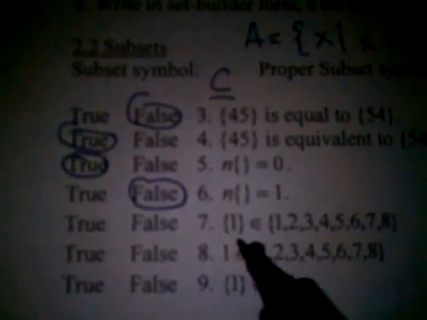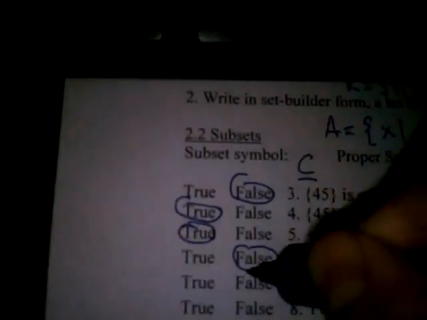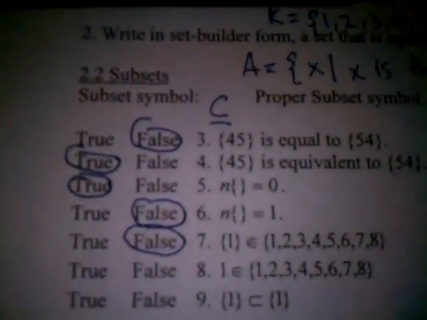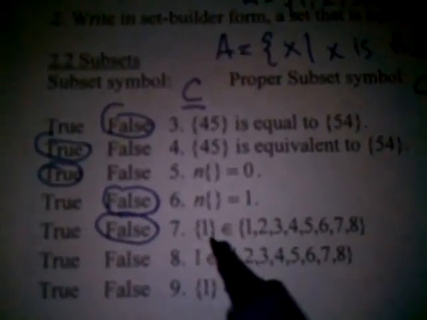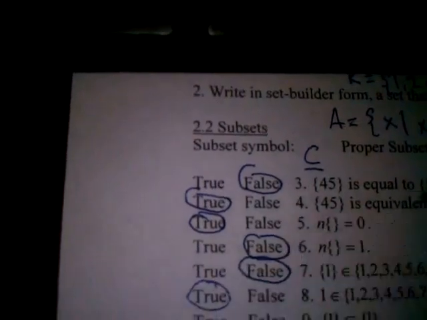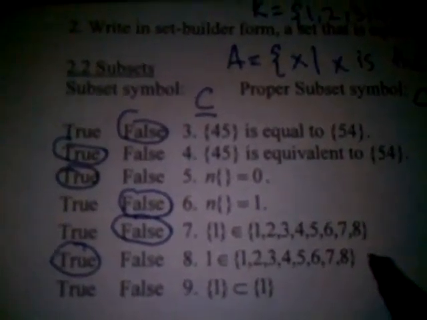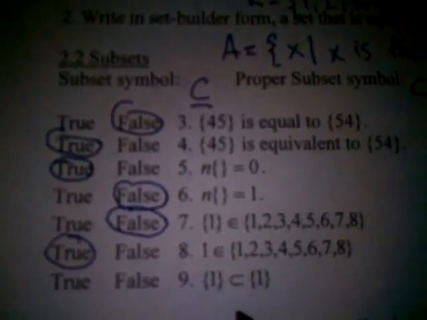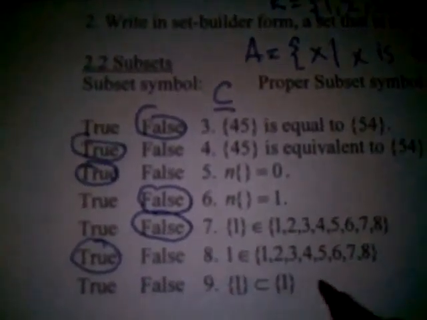Question 7. Now this is a set. So the set {1} is an element of the set {1, 2, 3, 4, 5, 6, 7, 8}. This is going to be false because every time you have an element, we do not use the set. Question 8. 1 is an element of {1, 2, 3, 4, 5, 6, 7, 8}. This is going to be true because 1 is an element of {1, 2, 3, 4, 5, 6, 7, 8}.